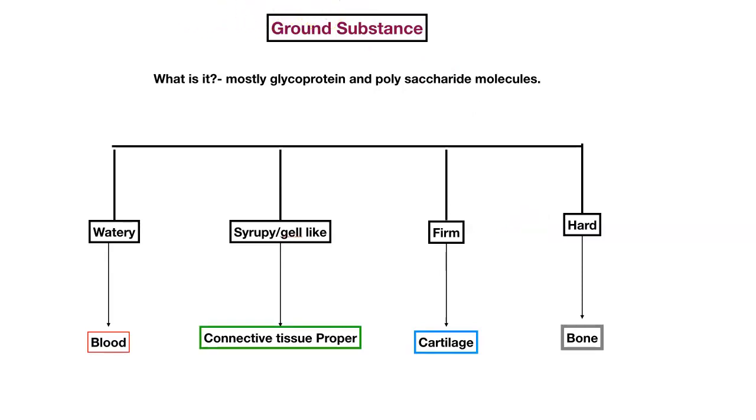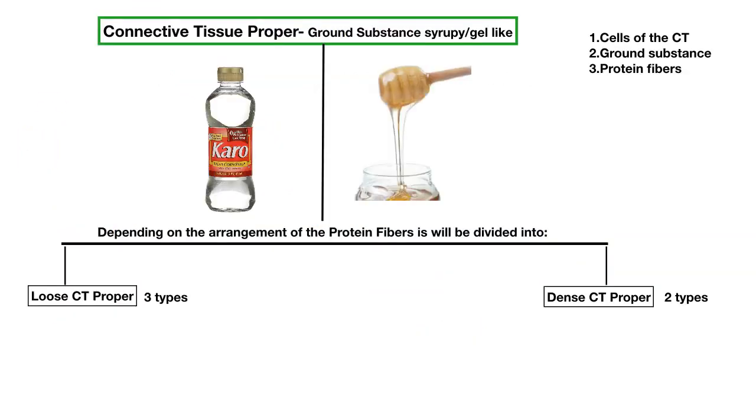Now, today we are not going to be doing blood. We'll do blood when we get to the cardiovascular system. And today we are not going to be doing bone. We'll do that when we get to the skeletal system. So today we're going to do connective tissue proper. That's going to be on this video, and in video number 2 we will be doing cartilage.